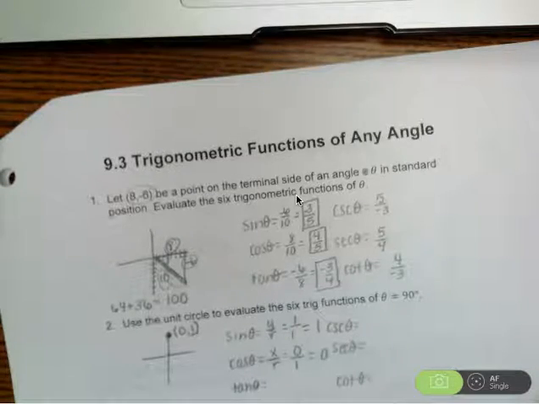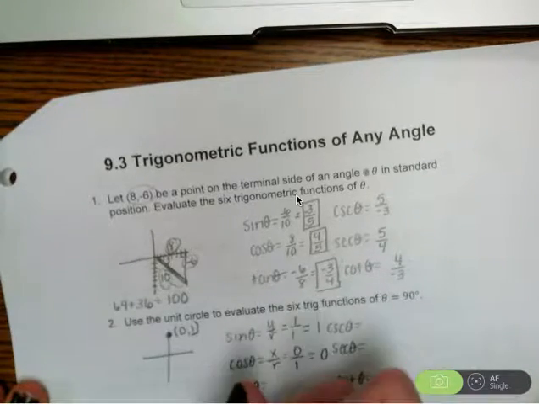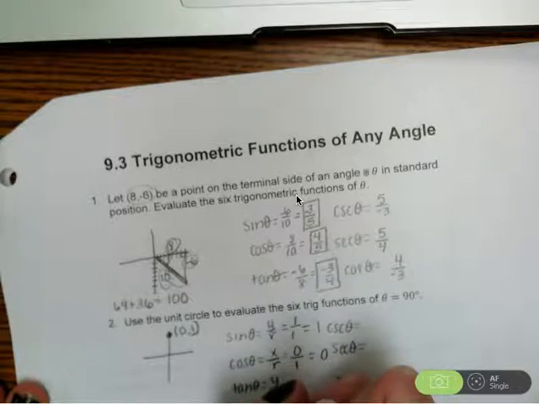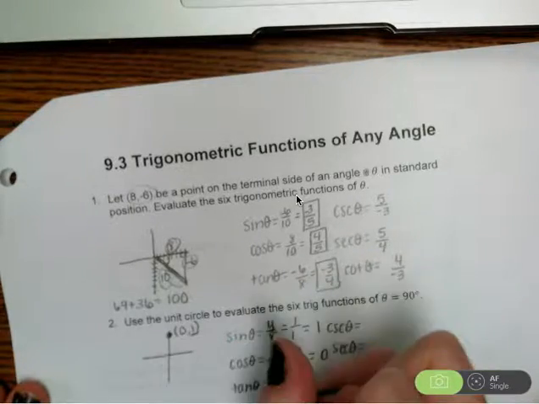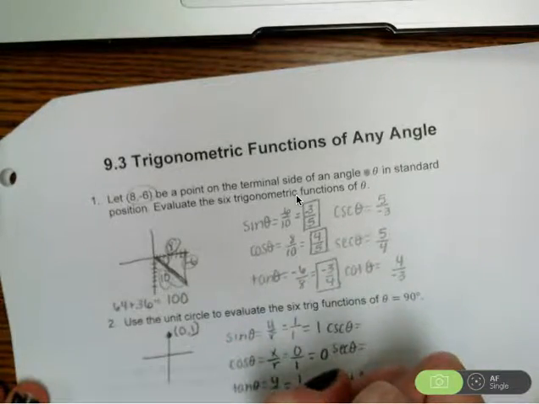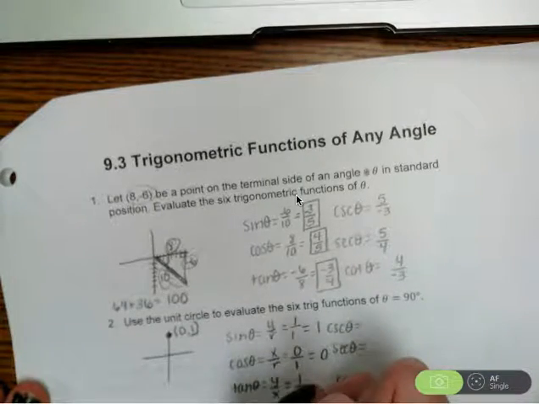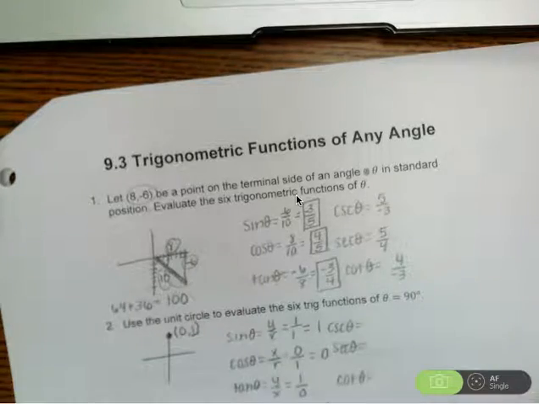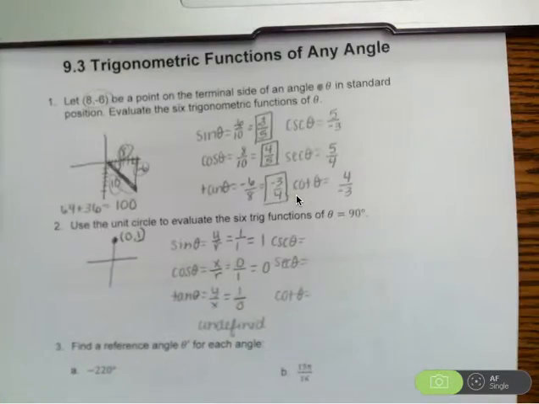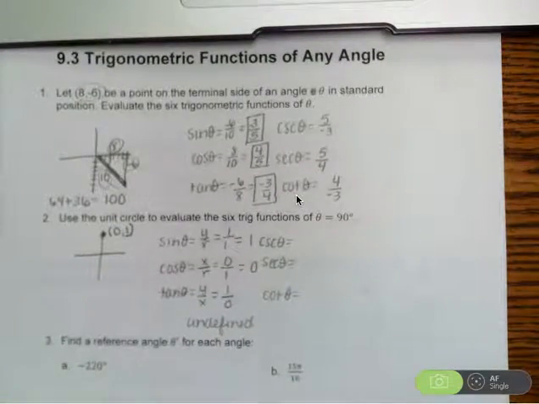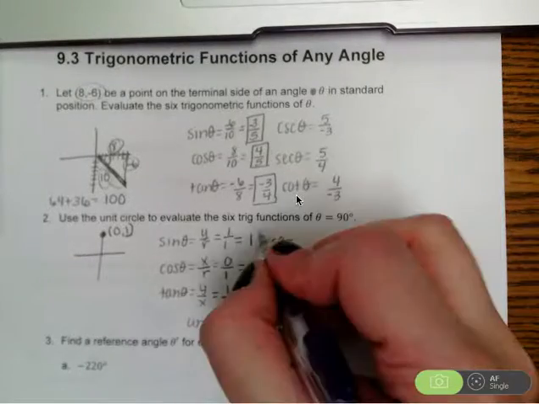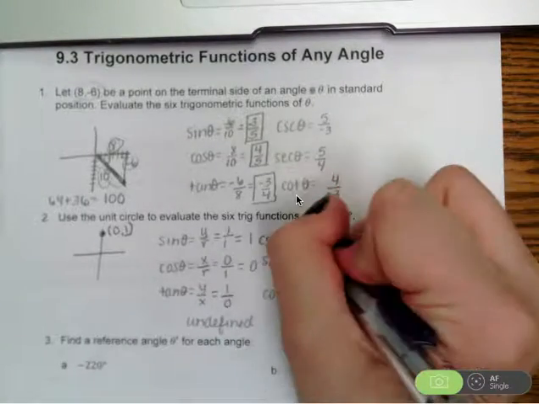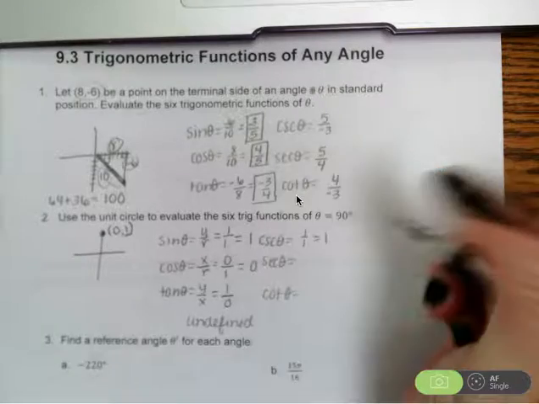The tangent is going to be y over x, and so the y value is 1, the x value is 0, and anytime you divide by 0, the world blows up. And so we say that this is undefined because you divide by 0. And it's okay to have that in a trig function, by the way. The cosecant is just the reciprocal of the sine, so 1 over 1 is still just 1.